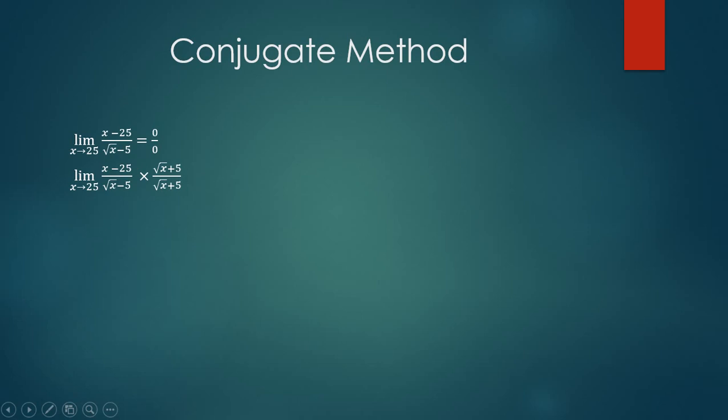Now root x plus 5 divided by root x plus 5, that's just 1. So it means that we aren't changing what we have, we're just basically rewriting it. Now there's a trick to using the conjugate method. The part that we're multiplying by the conjugate of, we're going to actually expand, while the other part we're going to just write as a product.